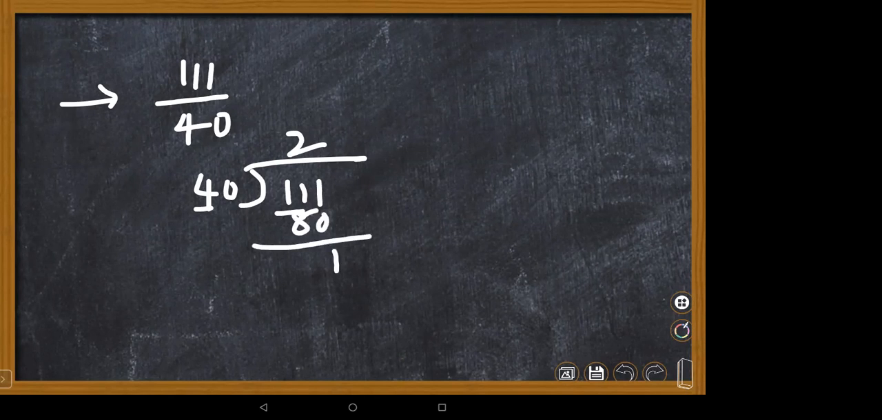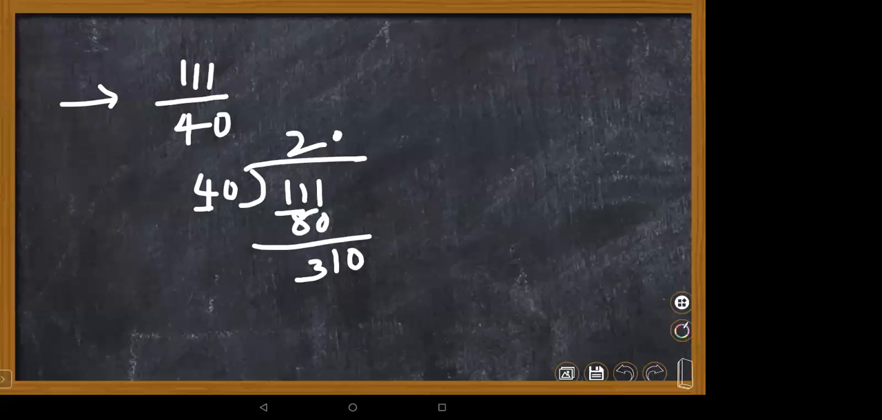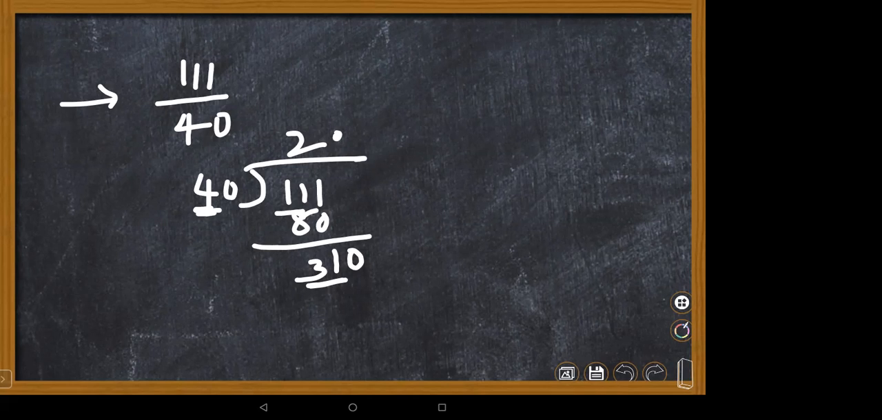So 111 minus 80 is 31. So take a decimal point, make a 0. Then how many times? 310. You just see the first two numbers in the 4 table. So when you get 4, how many times? 30. 4 8s are 32. So 4 7 times. Very good, Varnika. 7 times. Can I go with 280? Yes, ma'am. So 280.